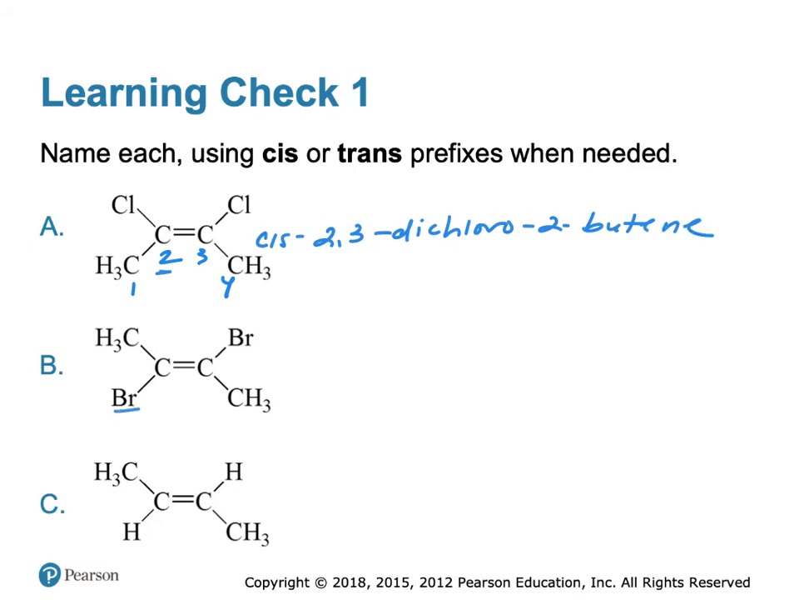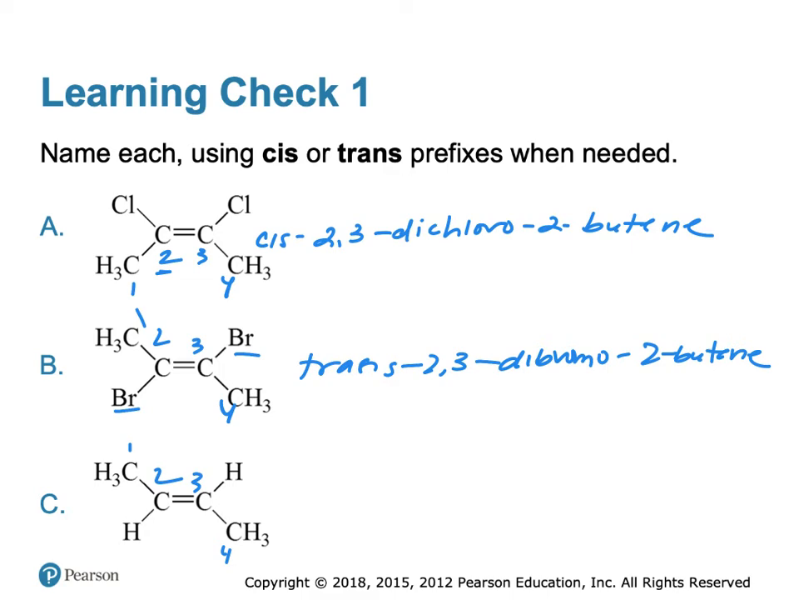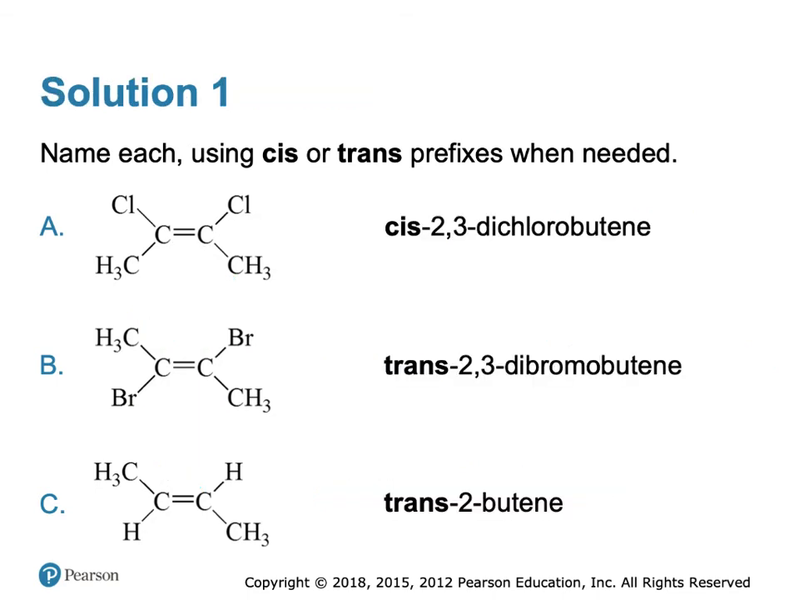Next, we have bromine substituents. Again, it's 1, 2, 3, 4. This will be trans-2,3-dibromo-2-butene. And then we have 1, 2, 3, 4. Here the methyl groups are trans to each other, so this will be trans-2-butene. I just want to emphasize that the substituents do not always have to be the same.